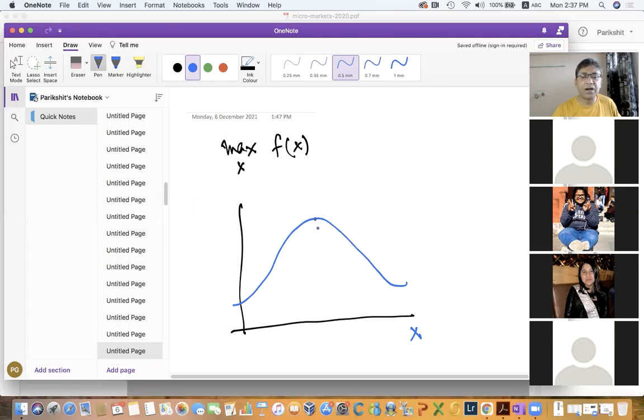This is the point where it reaches a maximum. Let's call that x star. x star is the maximizing value. And what is the property at the peak? At the peak, if you draw the slope of the function, it should be flat, right? Which means f prime, or the derivative, should take a 0 value at the peak.